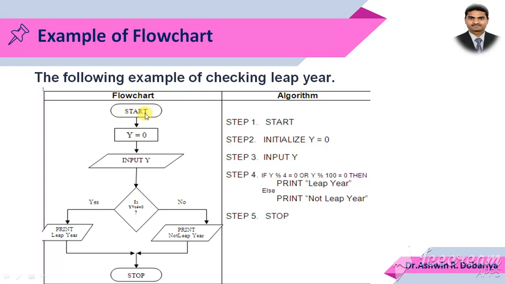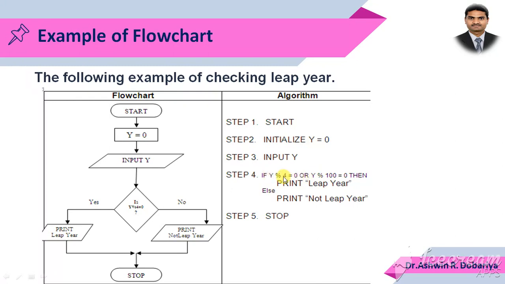So starting with the terminal symbol Start, one initialized variable, that is a rectangle symbol, and we will take an input from the user, so input year. The input statement is represented in the IO symbol. Then this is the actual logic of the program, and in this logic we have to check the condition. In general we say that if the year is divisible by 4, then it is considered a leap year, and if the year is not divisible by 4, then it is not. But in technical terms, or in programming, this logic is a little bit different.